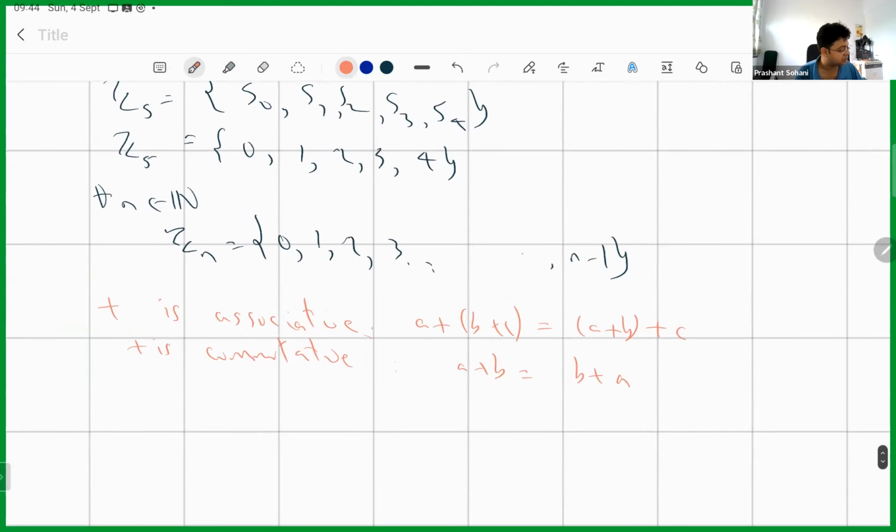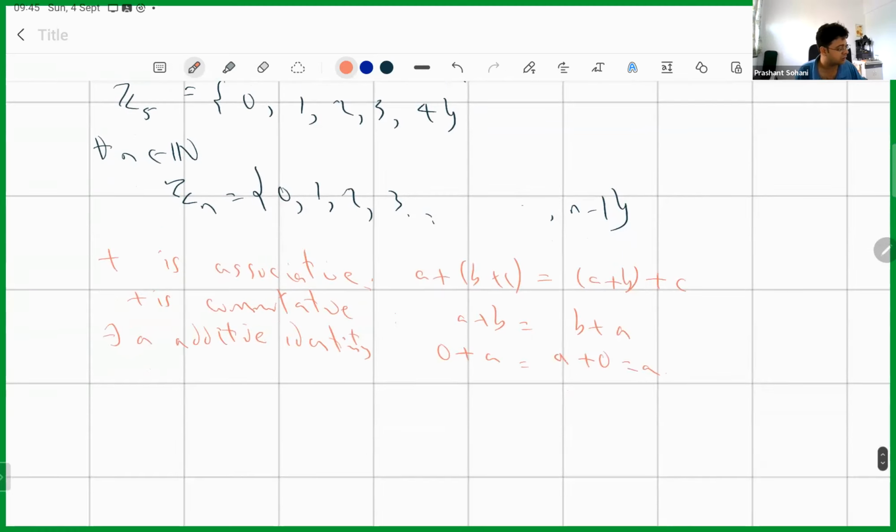Then there exists an additive identity. So there exists a number 0, such that 0 plus A is equal to A plus 0 is equal to A. And there exists an additive inverse, the opposite of A. So for any A, there exists a number, minus A, such that A plus minus A is equal to 0.